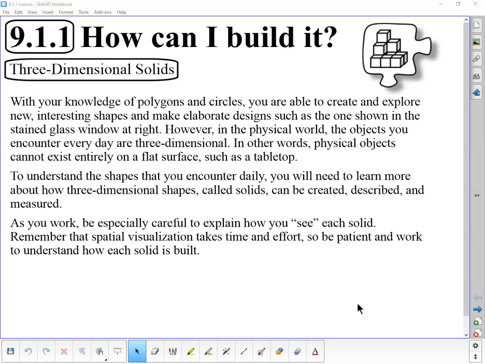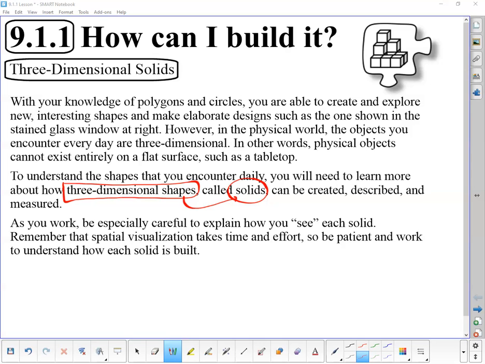But physical objects cannot exist entirely on a flat surface, such as a tabletop, so they are in three dimensions. To understand the shapes, you will need to learn more about these three-dimensional shapes, and they're called solids. Just a little annotation here: three-dimensional shapes are called solids, and they can be created, described, and measured.